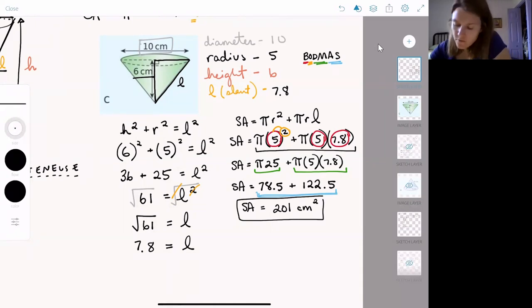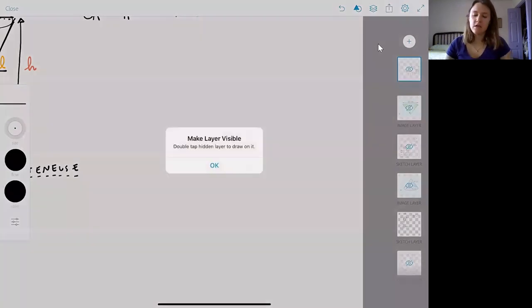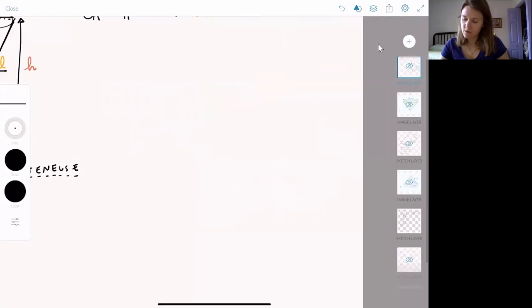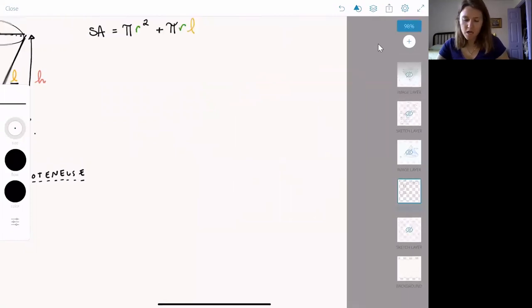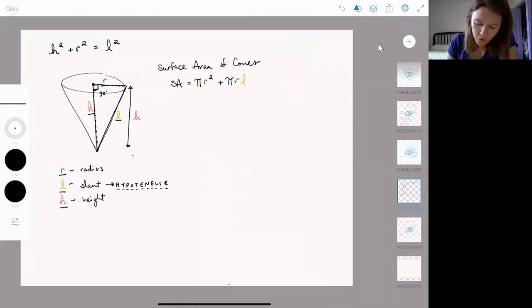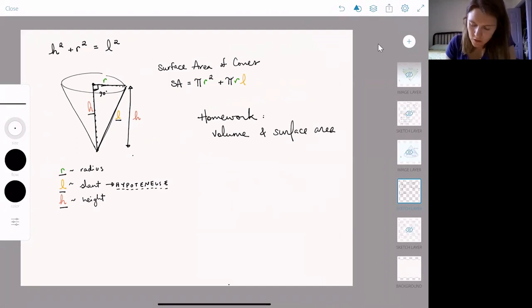So now, your homework. Your homework is to find, okay? So for your homework, you want to find the volume and surface area for each cone, number 1B and number 1D, okay?